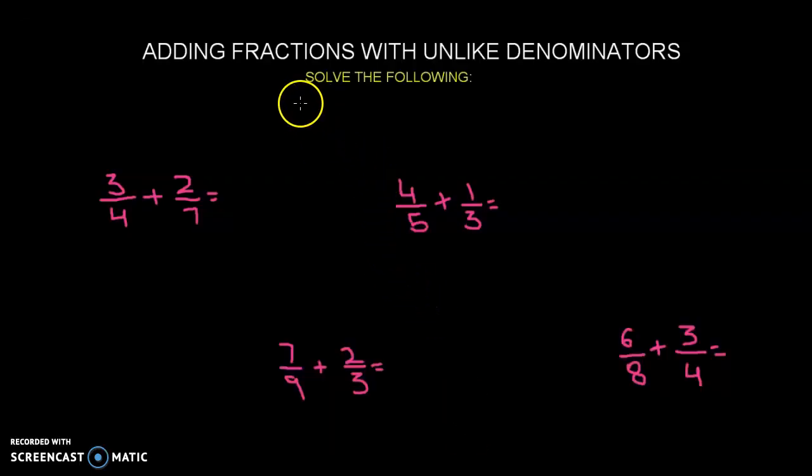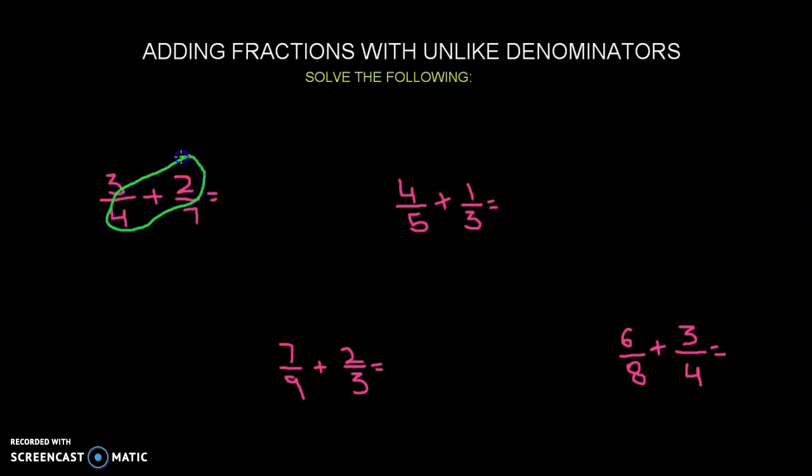So today we're going to add fractions with unlike denominators. Here it says solve the following: 3/4 plus 2/7, 4/5 plus 1/3, 6/8 plus 3/4, 7/9 plus 2/3. Now let's do it my way and then we'll do it Zahra's way, okay?